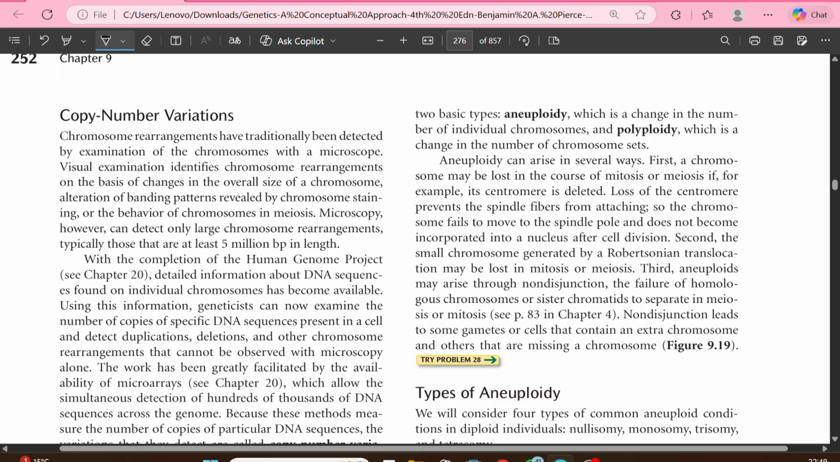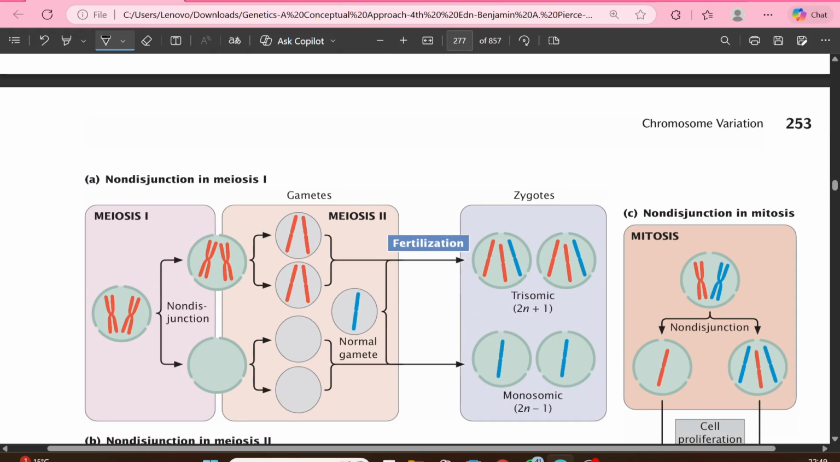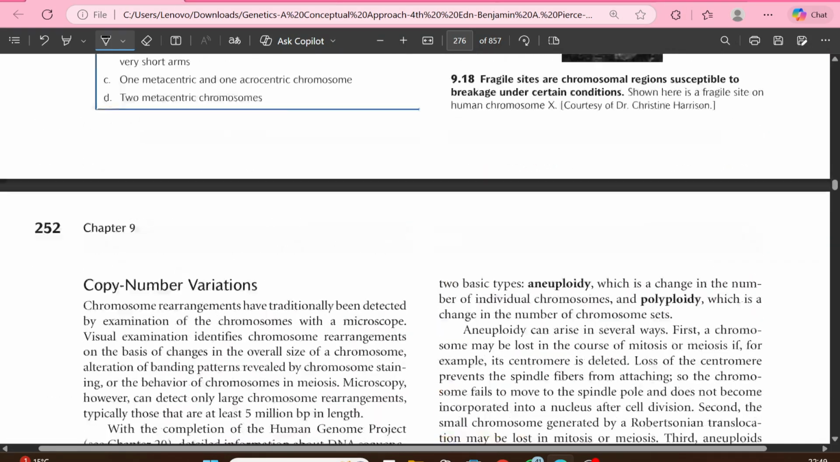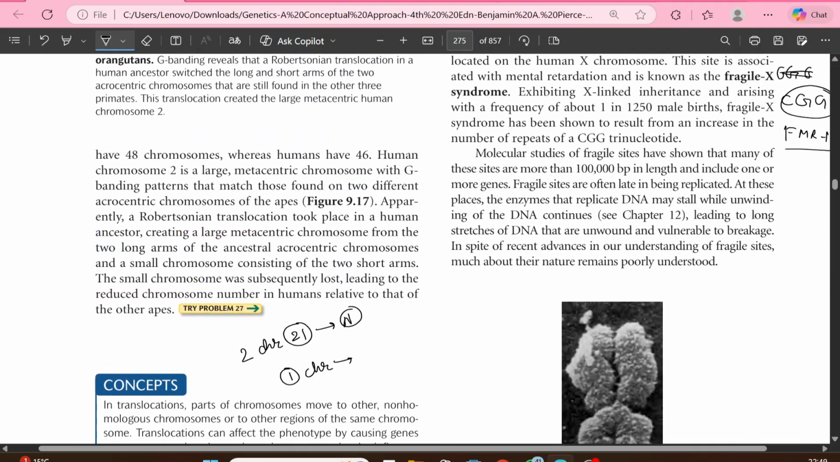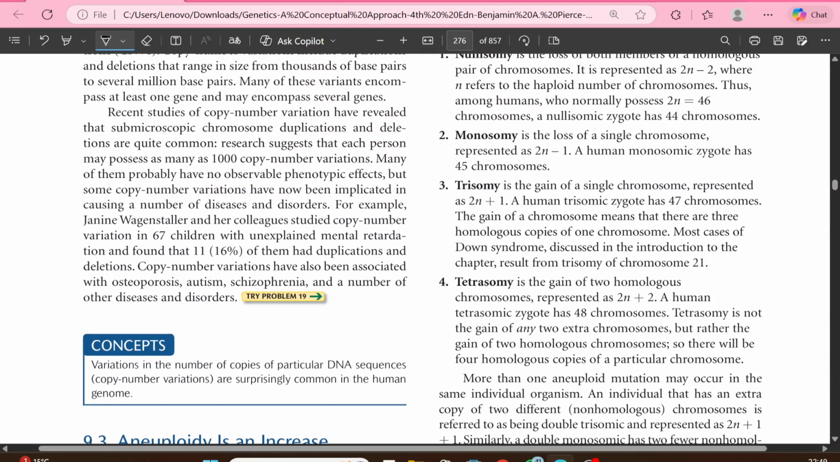Now we have to talk about aneuploidy and polyploidy. Let's take that topic in another video. In this video, we should only talk about the structural rearrangements. So this is all from my side for structural rearrangements. In the next video, we should talk about how the chromosome numbers get altered.